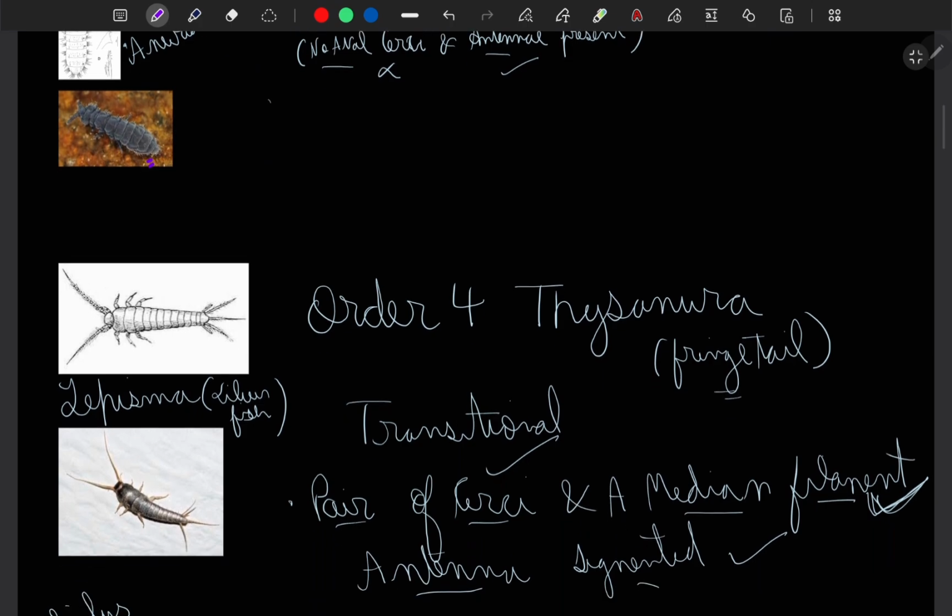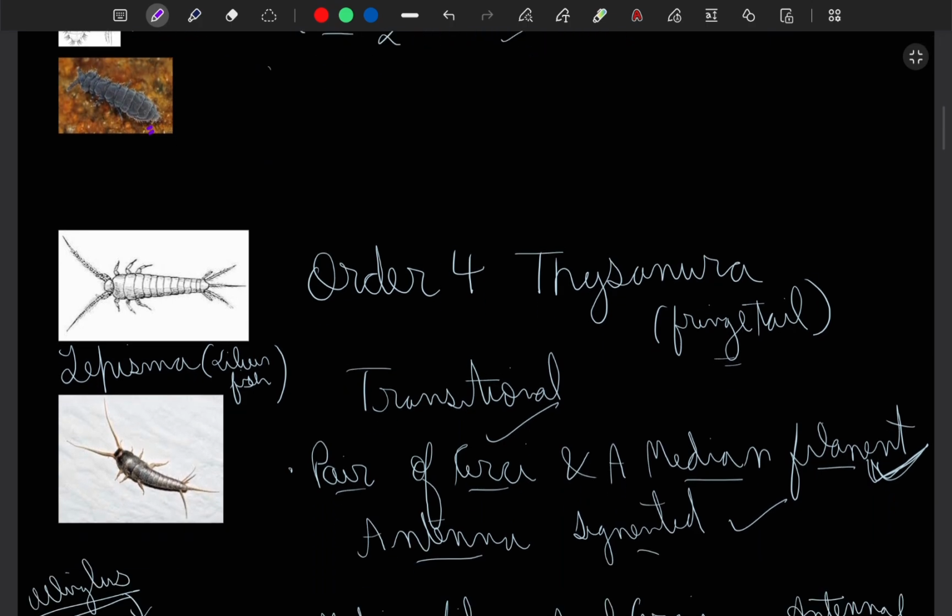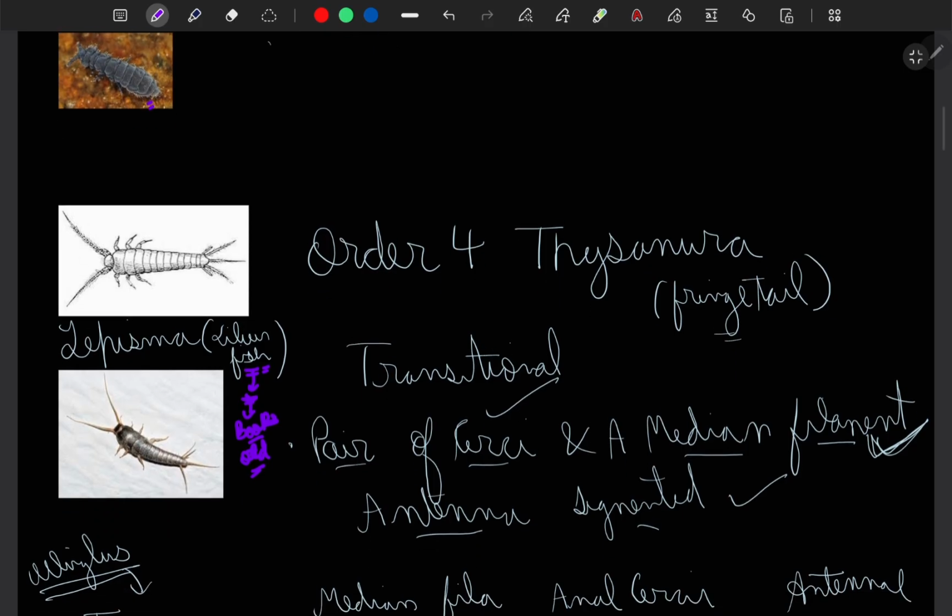The last order here is Thysanura, which is also known as fringe tail. These are very commonly seen pests, silverfish. They are named as fish and were also asked once in UPSC, but they are actually insects and found in books, old books. These are transitional in nature, and a pair of cerci and a median filament is seen here, and antennae are segmented. That means they have all the important features.